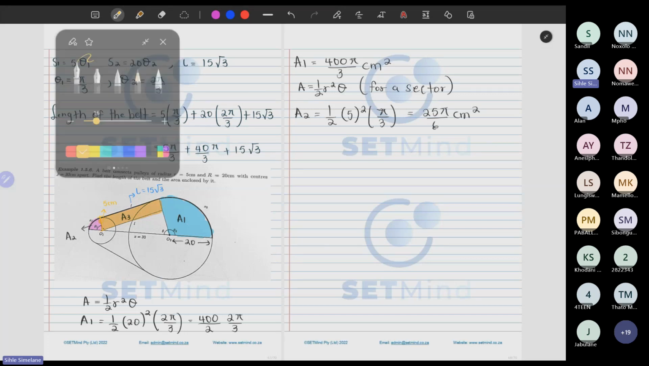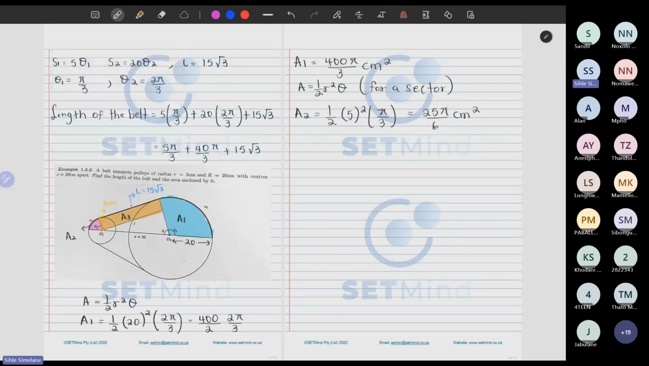If you have a question, please ask, because I cannot see the screen. If I split the screen to look at your screen, you will have difficulty seeing what I'm writing here. So let's have a look at A3. It is a rectangle, which we know from a long time ago. We know the rectangle from 5 years ago. The area of a rectangle will be its length, which in this case is 15 root 3, multiplied by that radius, which is the height, which is 5.